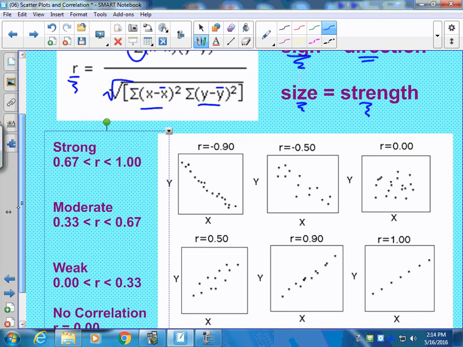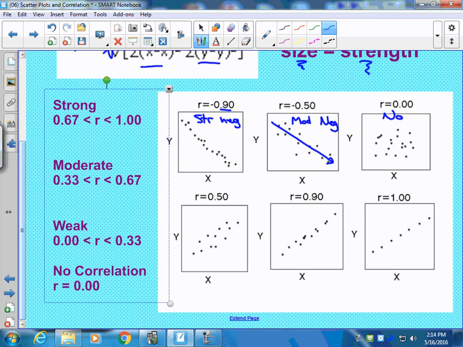Okay, so when we're looking at these, we can see based on the value, we are going to have a strong negative association for this first one. Based on the value in the second one, we've got a moderate, and it's still a downhill general trend, so a moderate negative. This would be our no correlation for the third.